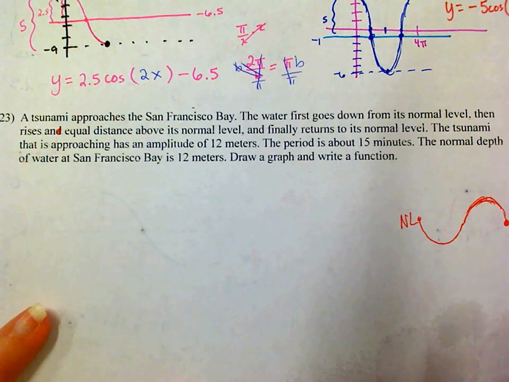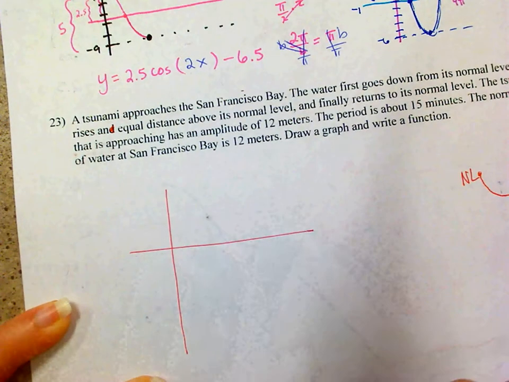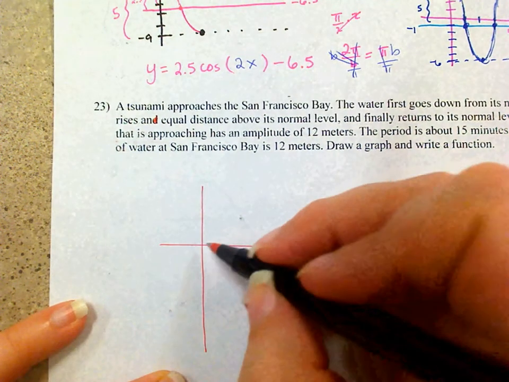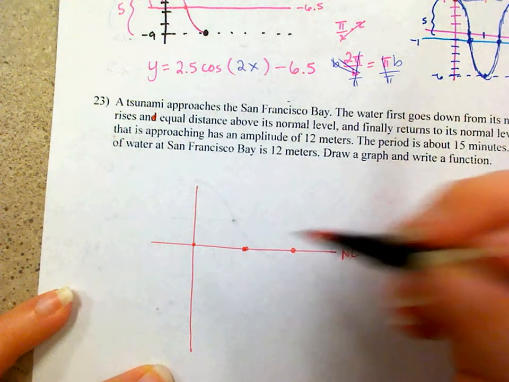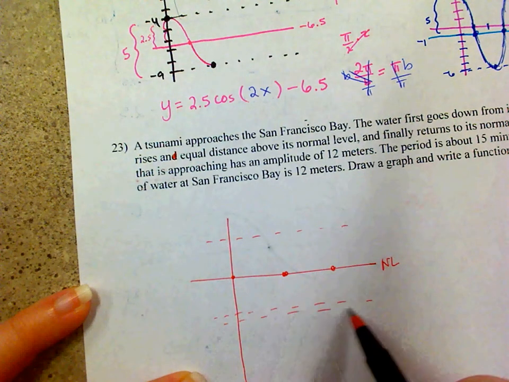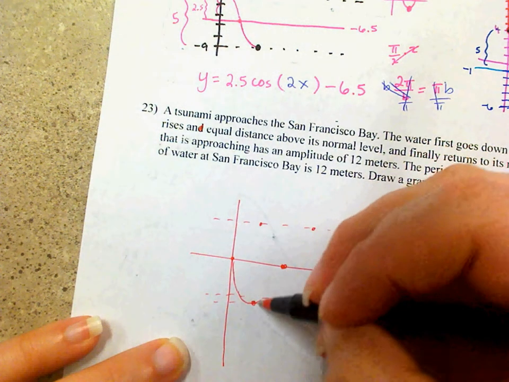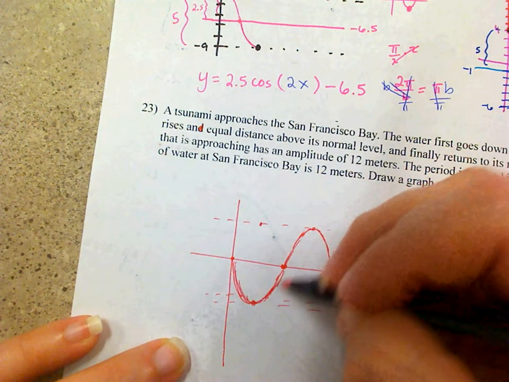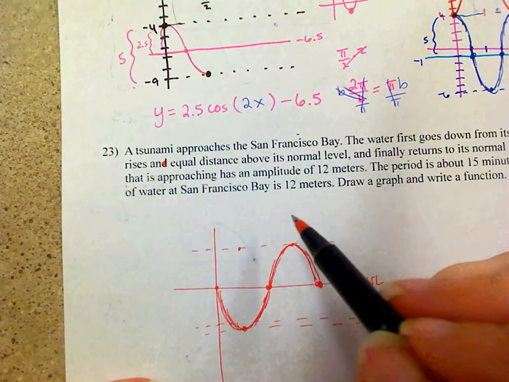So I'm just going to draw amplitude lines that are kind of equidistant. It's a negative. And then there is my sine wave. Yeah? Now I'm going to figure out what these numbers mean to me as far as this situation goes. Okay. The tsunami that is approaching has an amplitude of 12 meters, which tells me that this right here is 12 and that this right here is 12. So I already know y equals negative 12 sine wave.